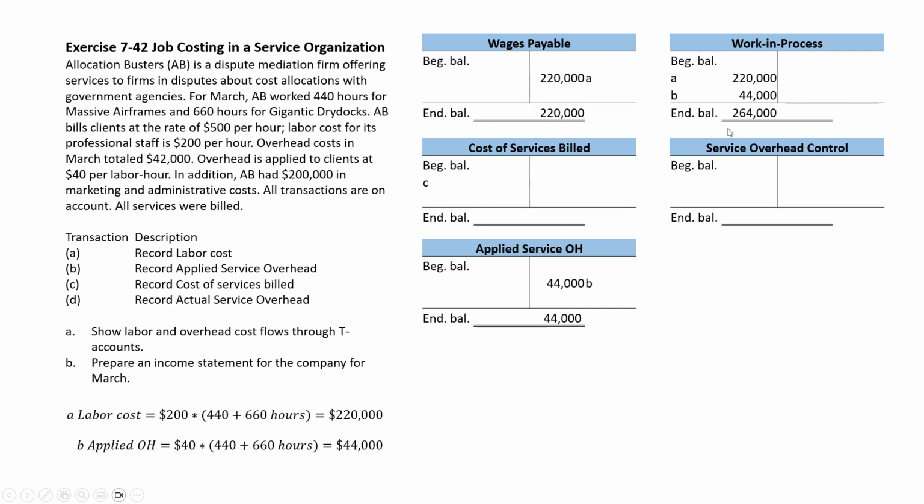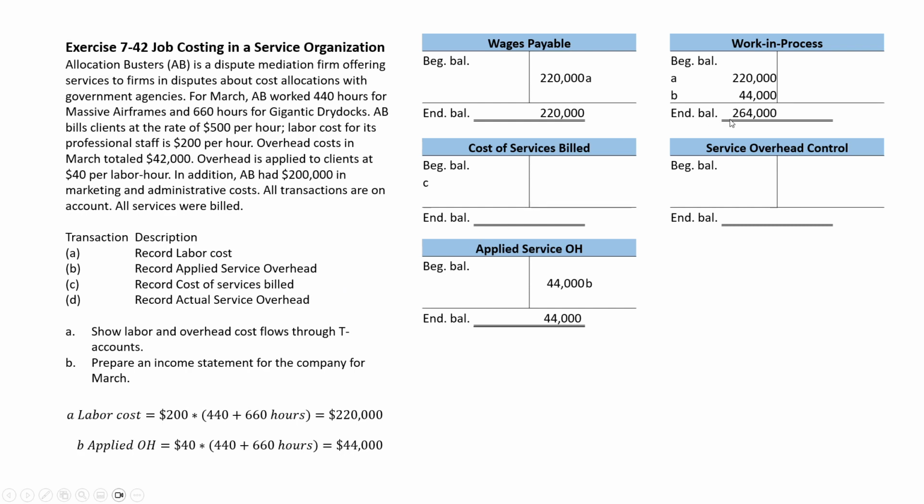So far we can see that my accumulated balance of labor and overhead for these jobs for this period is 220,000 related to labor, 44,000 related to overhead, for a total of 264,000. Why do I need to know that? Because in C, I'm going to record the cost of services billed. So I want to stress here, they're not saying I want you to record the revenue that you've earned in this scenario. In a manufacturing company, they would have said, I want you to record the cost of goods sold or the expense. Here, it's called cost of services billed.